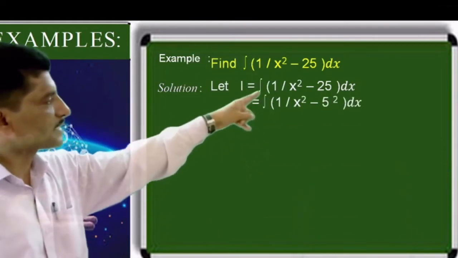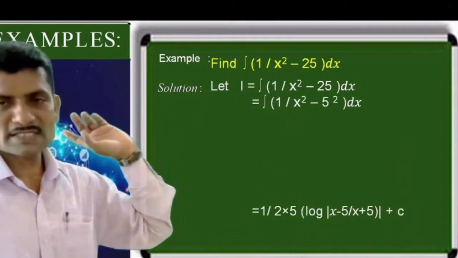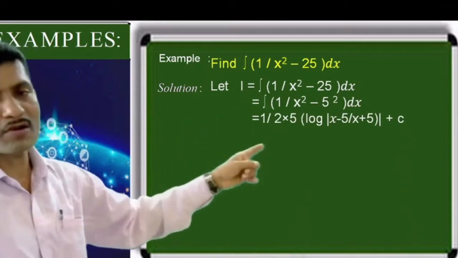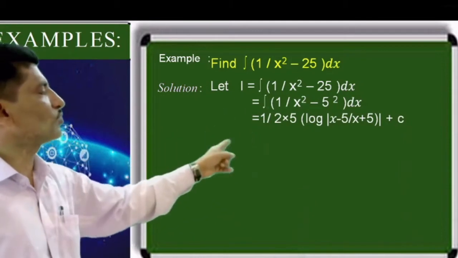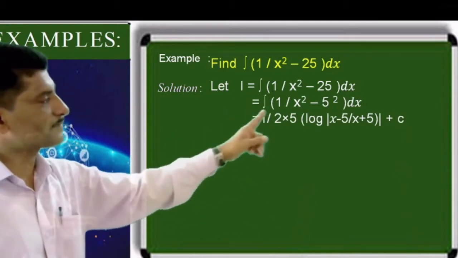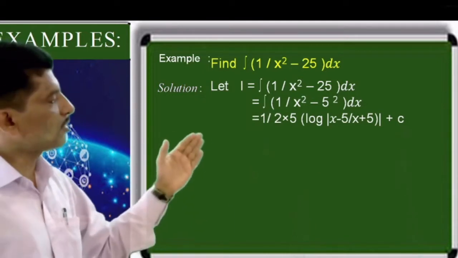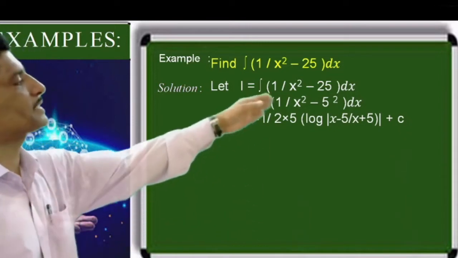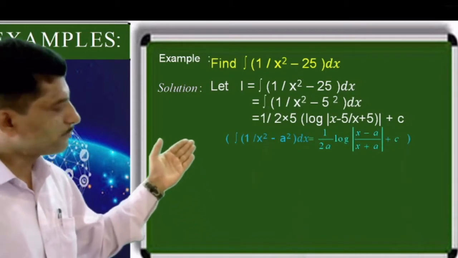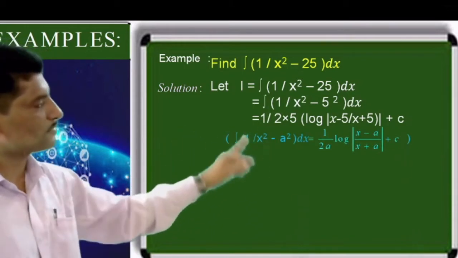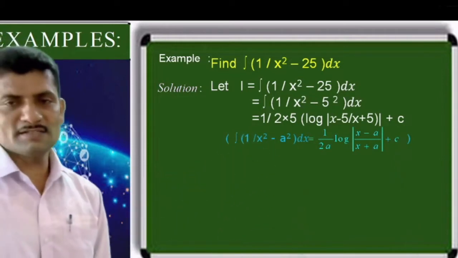It can be written as the integral of 1 divided by x square minus 5 square into dx, which is in the form of 1 by x square minus a square, giving 1 by 2a log of modulus of x minus a divided by x plus a. So it is 1 by 2 into 5 log of x minus 5 divided by x plus 5 plus the integral constant, which is 1 divided by 10 into log of modulus of x minus 5 divided by x plus 5 plus the integral constant. The integral of 1 divided by x square minus a square into dx means 1 by 2a into log of modulus of x minus a divided by x plus a plus the integral constant.